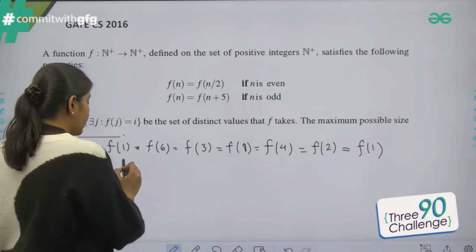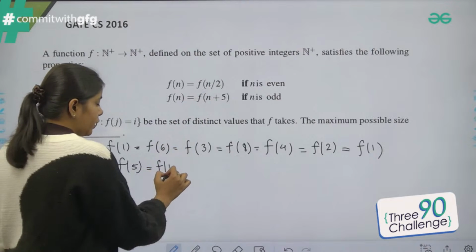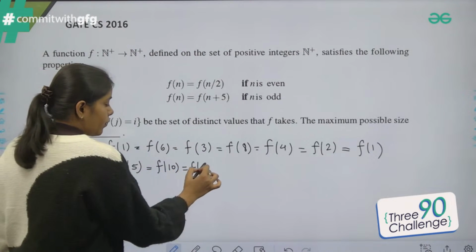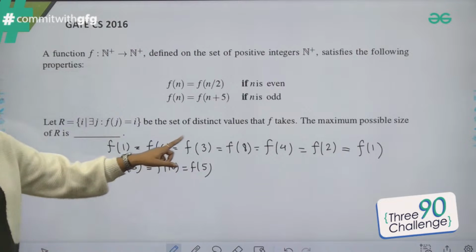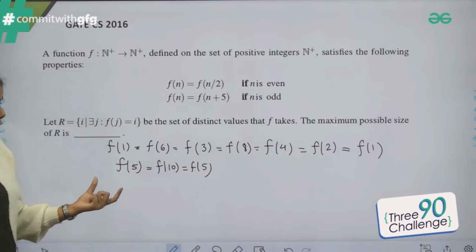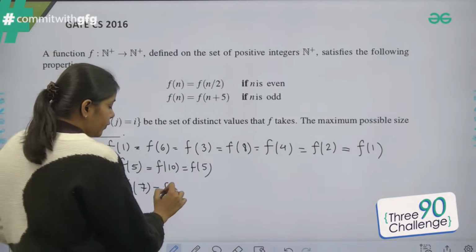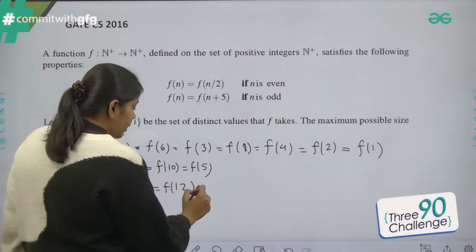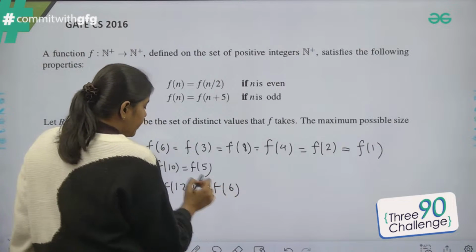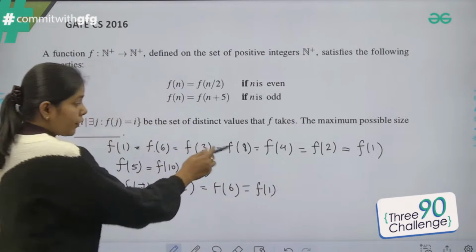But if I try to find out f of 5, 5 is odd, so f of 5 plus 5, that is f of 10. 10 by 2, f of 5. So that means I'm getting this distinct value. But if I solve for f of 6, I'll get again f of 1. Let's solve for f of 7. f of 7 is nothing but f of 7 plus 5, because 7 is odd. That would give me 12. 12 is even, so f of 6, which is only f of 1. f of 8 is f of 1.